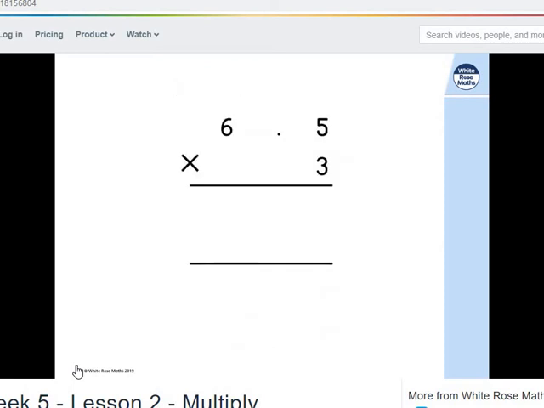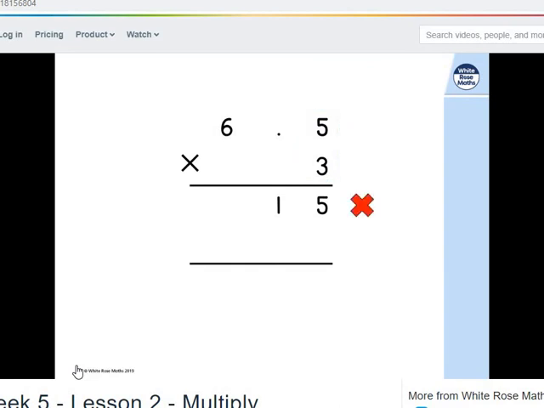Let's think about calculating using a long multiplication method. We've got 6.5 times by 3. Now, what's 3 times 5? Well, that'd be 15. Oh, wait. I've done something wrong here.